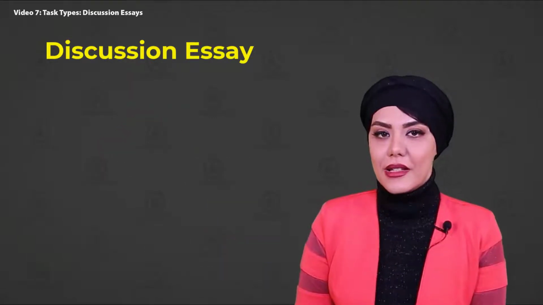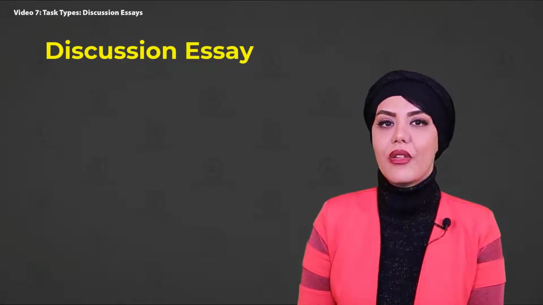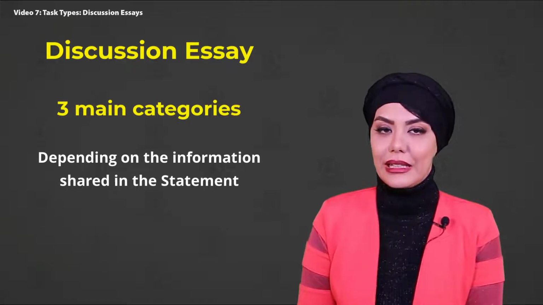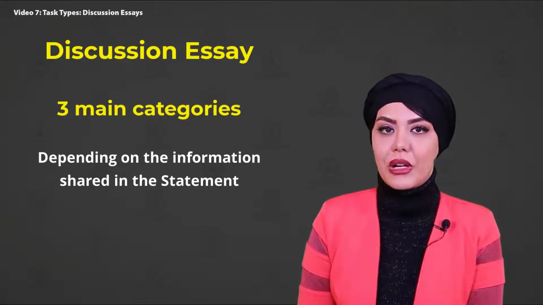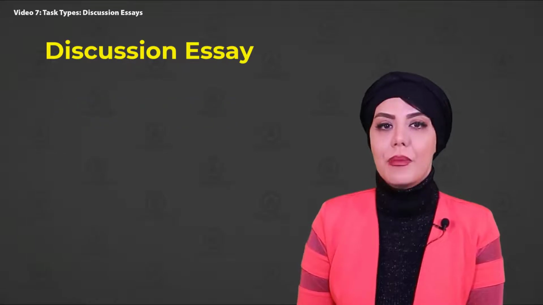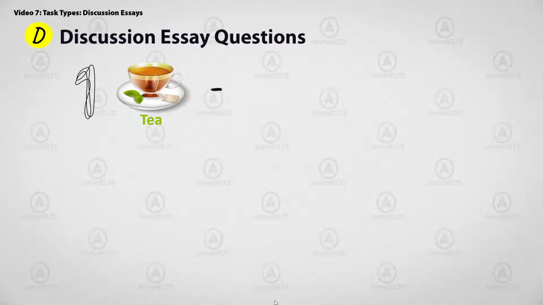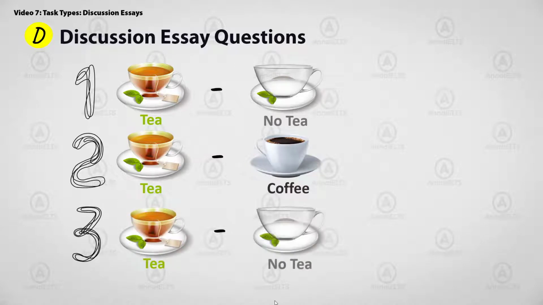A thorough analysis of a varied collection of discussion essay questions guided us to identify 3 main categories of these questions, depending on the information shared in the statements. Our criteria for this division is the different information shared by the controlling idea words. The 3 types of discussion essay questions are: tea, no tea; tea, coffee; and tea, no tea, and coffee. Let's examine each group in detail.